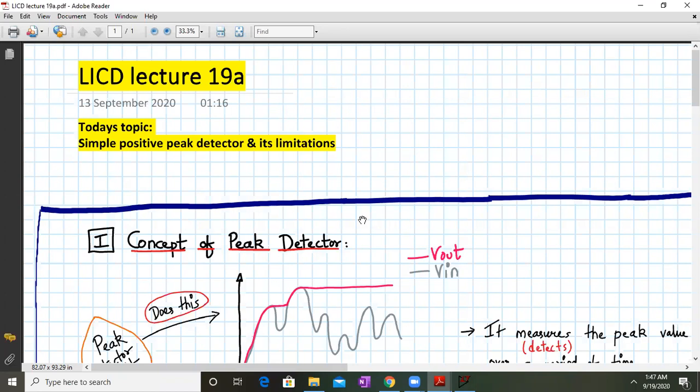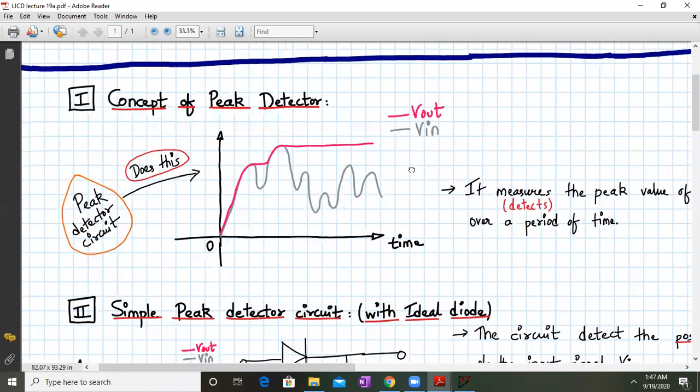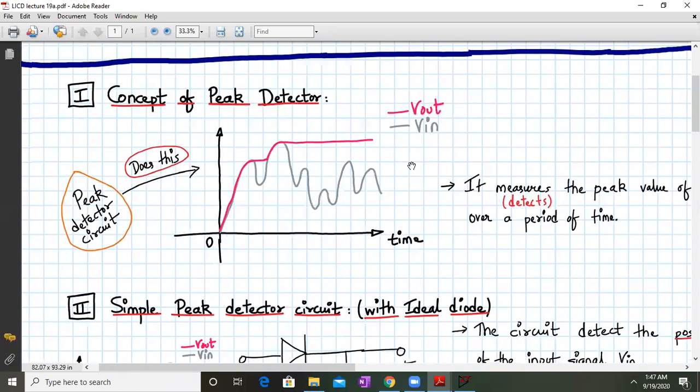Today's topic is simple positive peak detector and we will see its limitations. Okay, so let us start with the topic. So first of all, let us understand what is the concept of peak detector.